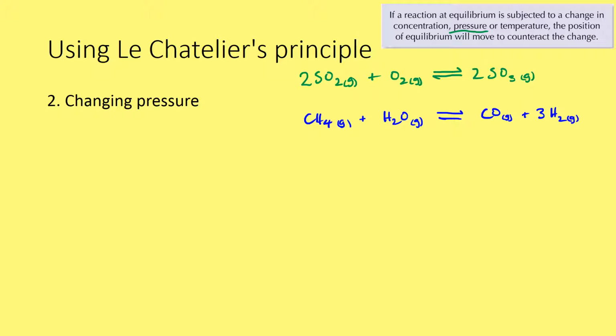Okay, so the first thing to notice about these reactions is how many moles are on the left hand side and how many moles are on the right hand side. So let's count. For the green reaction, we have 3 moles of reactants and 2 moles of products.